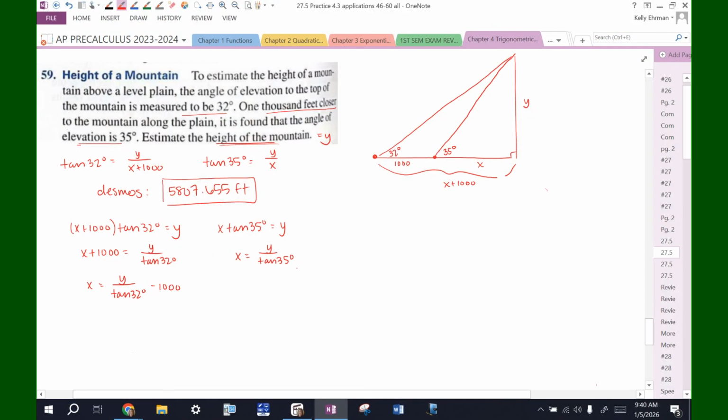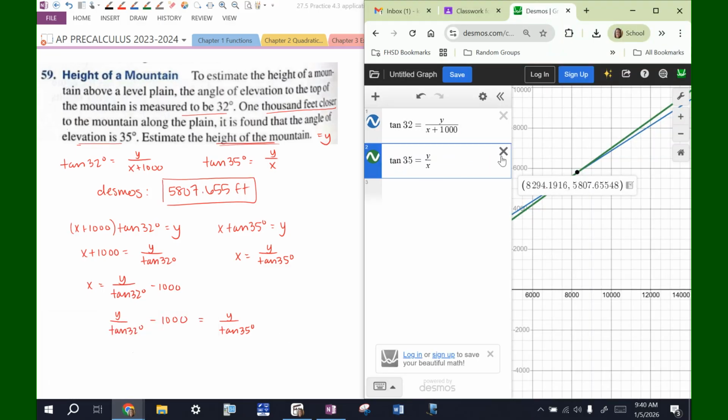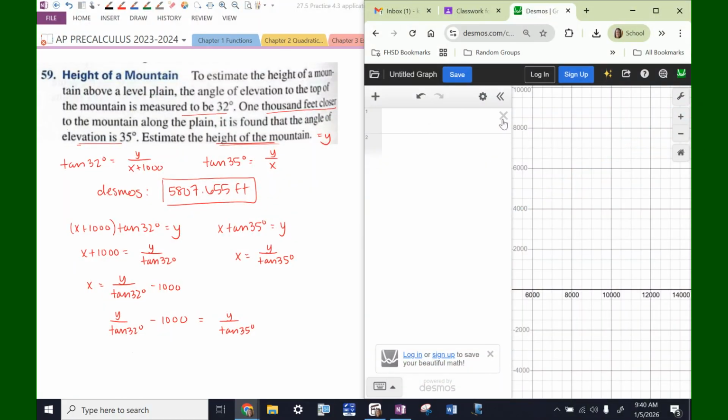Because both of these equations are equal to x, I can set the equations equal to each other. So y over the tangent of 32 degrees minus 1,000 has to equal y divided by the tangent of 35. I could stop here and solve by graphing. I'll show you that. So if I do that one, that would be y over tangent of 32 minus 1,000 equals y over tangent of 35. And what is this y value that I'm getting? See how all the way across it's 5,807.655. So that was our answer that we got here.